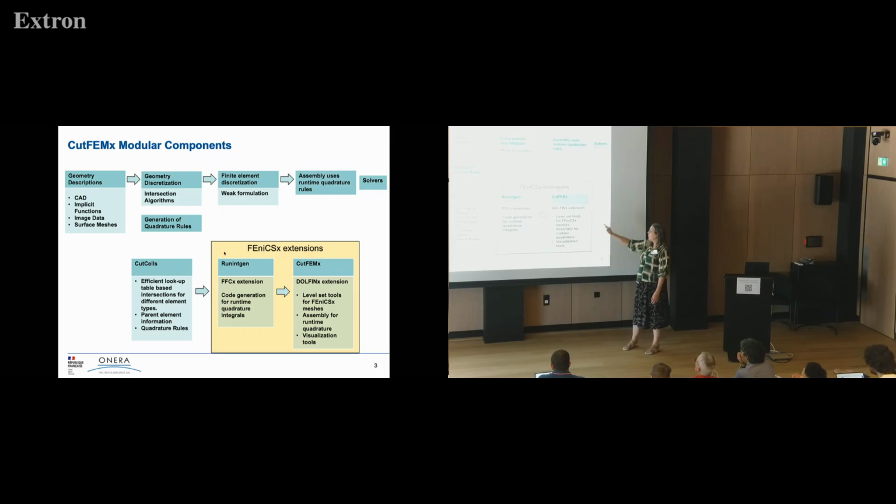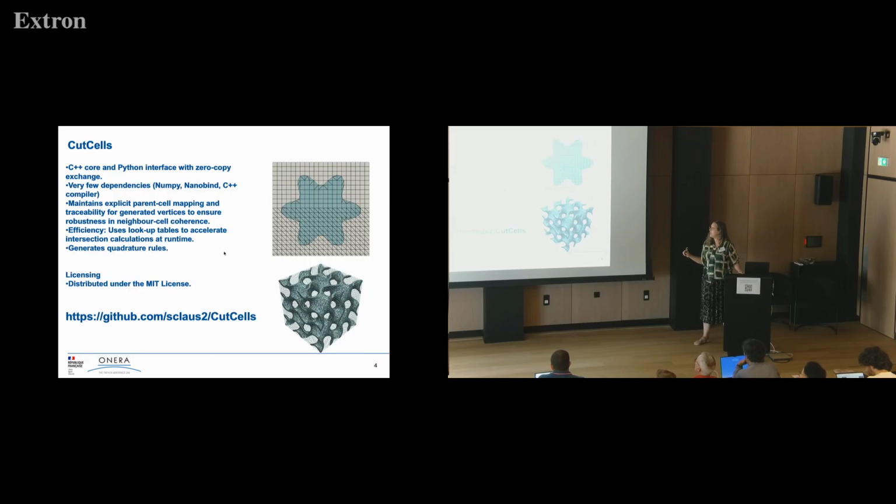And then I have 2 FEniCSx extensions. One is called runintgen, and this is an extension of the form compiler, which generates integration kernels for these runtime rules. Why this is necessary, I'm going to comment on. And then the main piece, CutFEMx, which is a DOLFINx extension. So I'm going to now show you in different slides these different components and what they roughly do.